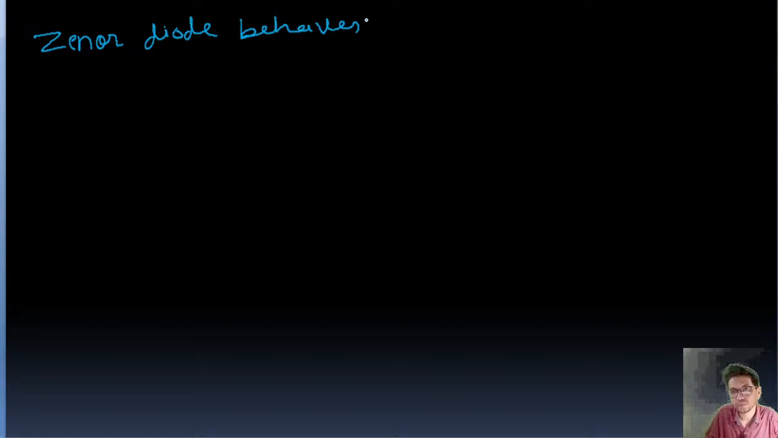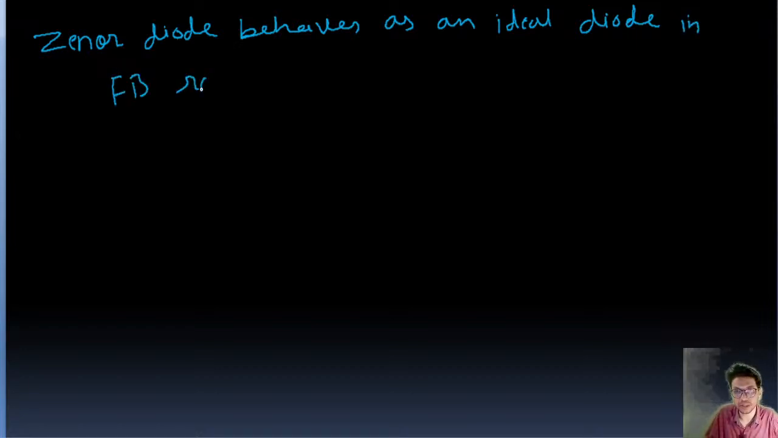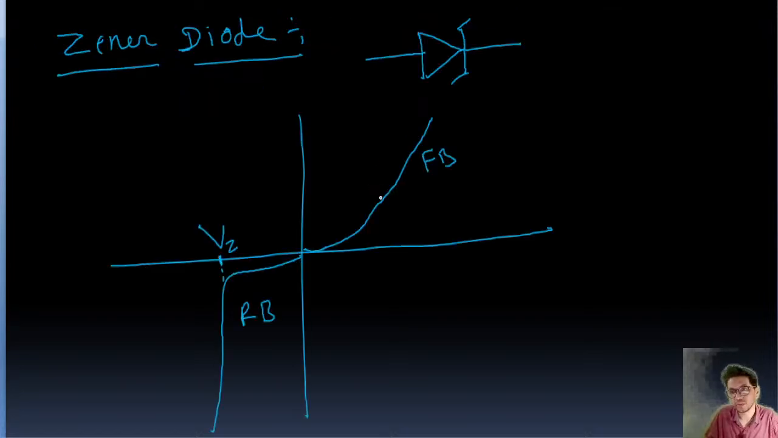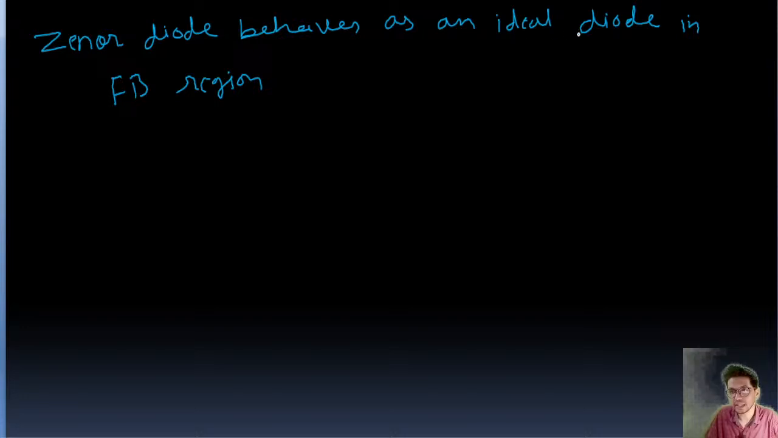I'll write some points. The Zener diode behaves as an ideal diode in the forward bias region, the FB region. So it behaves like a normal diode. This is the curve for a normal forward bias diode, right? So the Zener diode behaves as an ideal diode in the forward bias region.